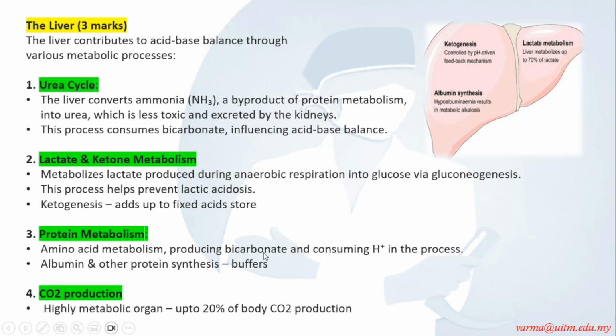Protein metabolism: the liver has amino acid metabolism, producing bicarbonate and consuming H plus in the process, increasing the bicarbonate store and reducing the H plus. It also produces albumin and other protein synthesis, which acts as a buffer. And finally, as I explained, the liver is a highly metabolic organ. It contributes up to 20% of the body's CO2 production. So this is about the liver.